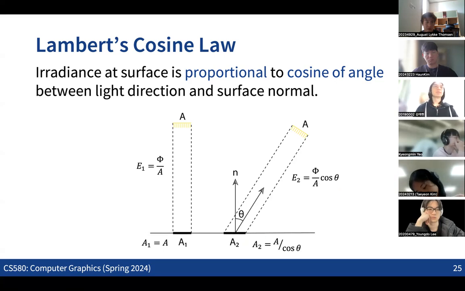So as we have slanted angles of the light source coming from space onto some bigger surface, we see that the irradiance is decreased by the amount of cosine theta. So this is the law which is called Lambert's cosine law.